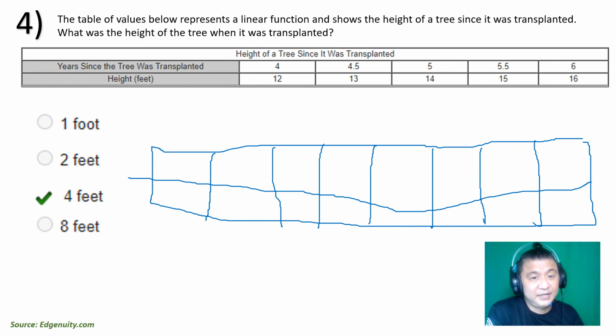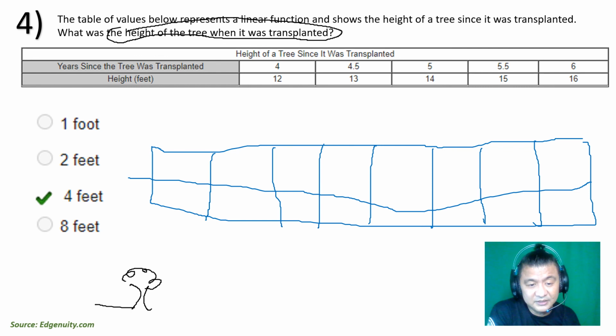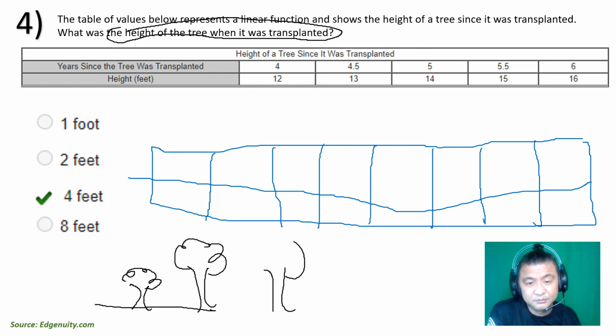The table of values below represents a linear function and shows the height of a tree since it was planted. What was the height of the tree when it was transplanted? The initial height. When you plant a tree, it doesn't start at 0. It starts at a certain height, and then it grows bigger.